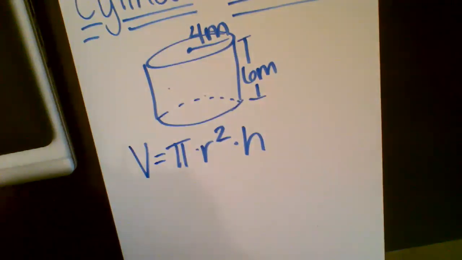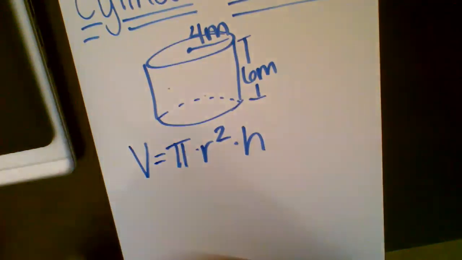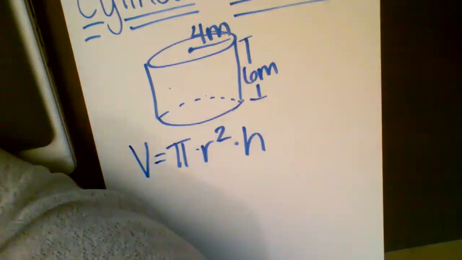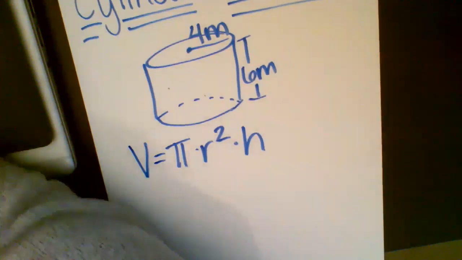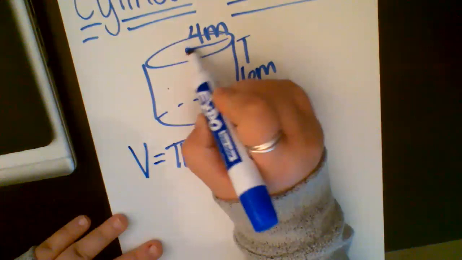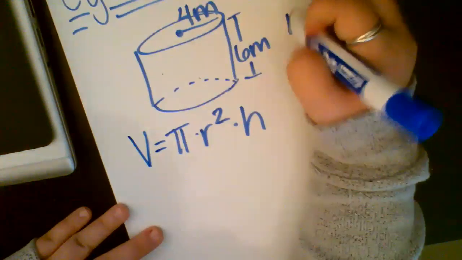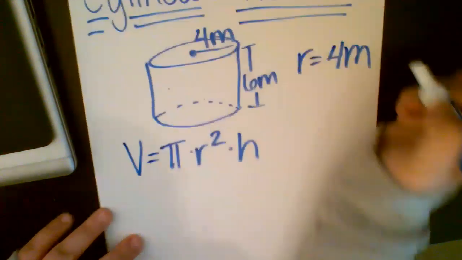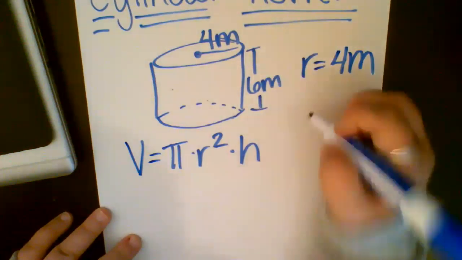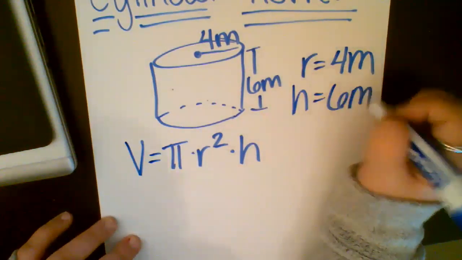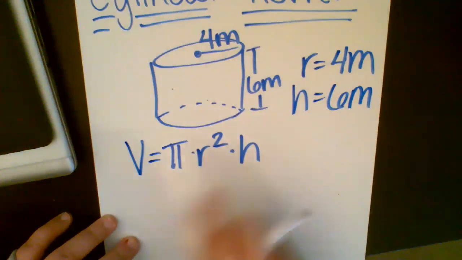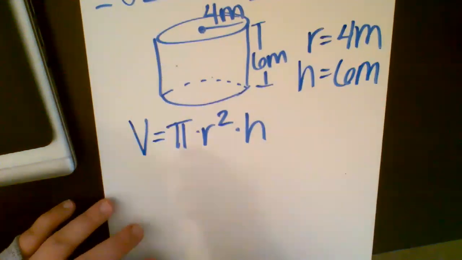So in this case, we've got a radius of 4. Remember, that's the length from the middle to the outside edge of the circle. So our radius is 4 meters, okay? And our height is how tall the cylinder is, and our height here is 6 meters. We got our two numbers. We're going to put them into our formula to figure out what the volume of this guy is, okay?